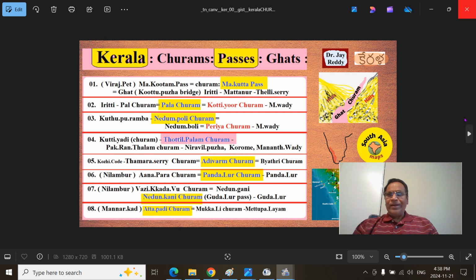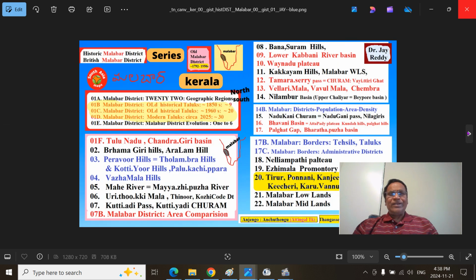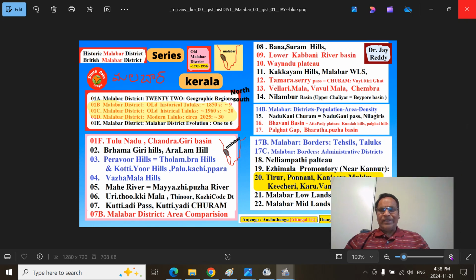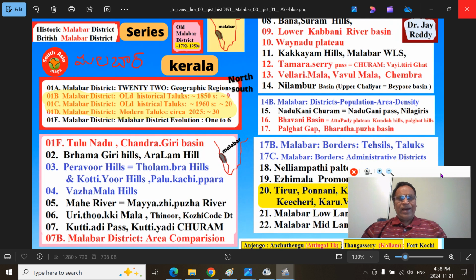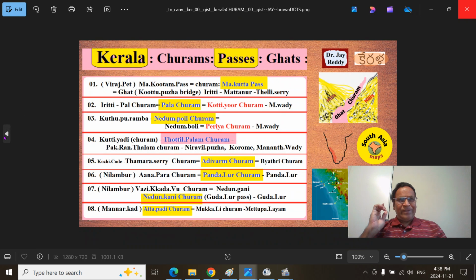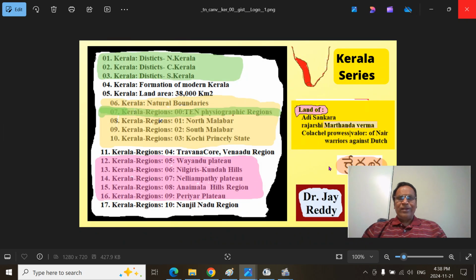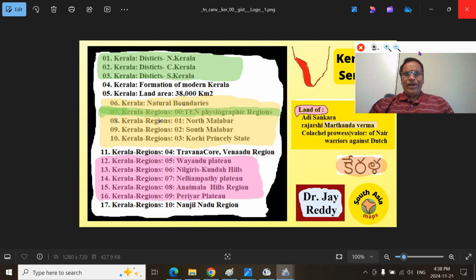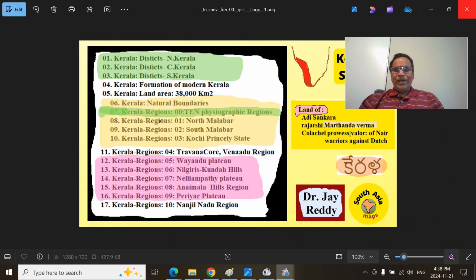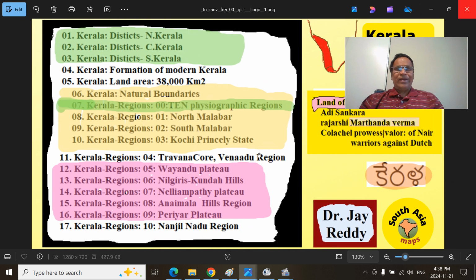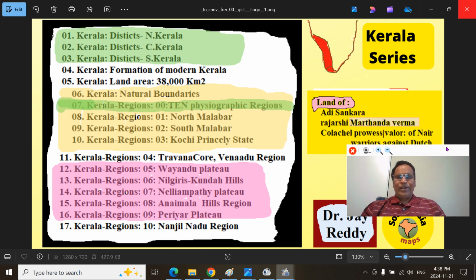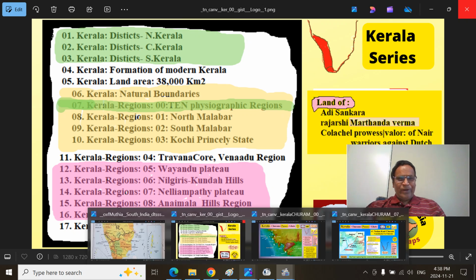And in similar Kerala related series in Malabar, I have covered varied topics extensively and I have posted most of them. You can look at them. That's the Malabar region of Kerala province. These are the Kerala Churams. And also I posted a lot of presentations on the Kerala region, the broader Kerala history, geography, culture, and so on. You can look at them.